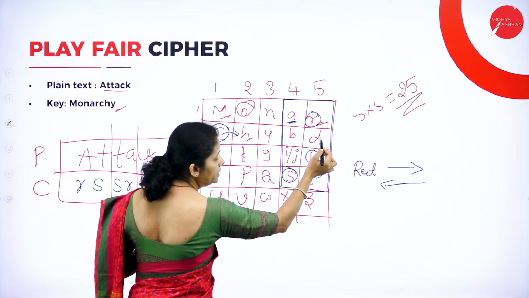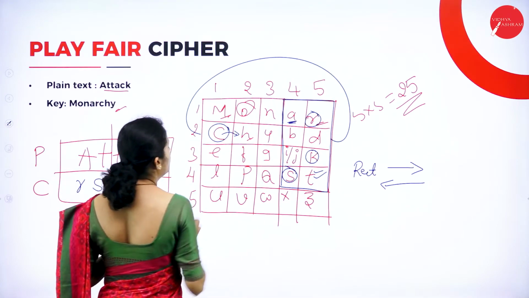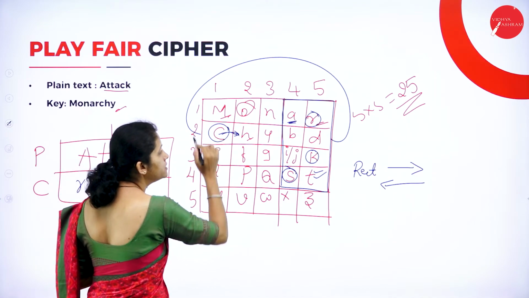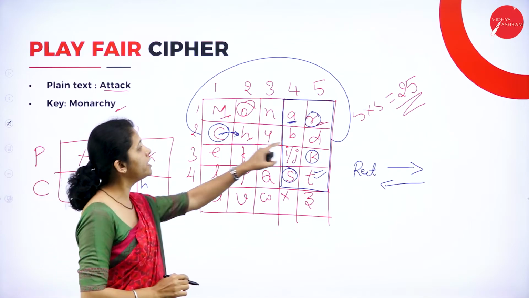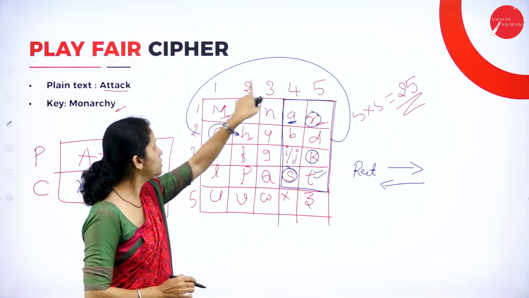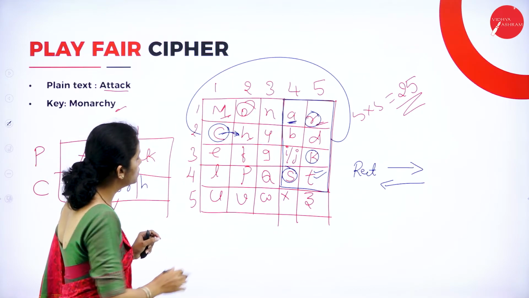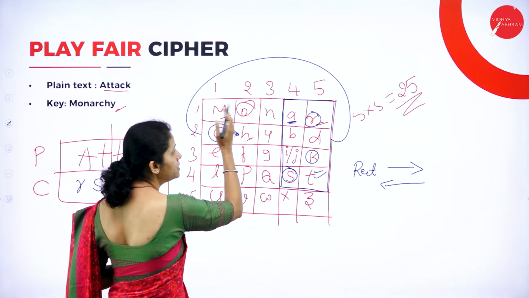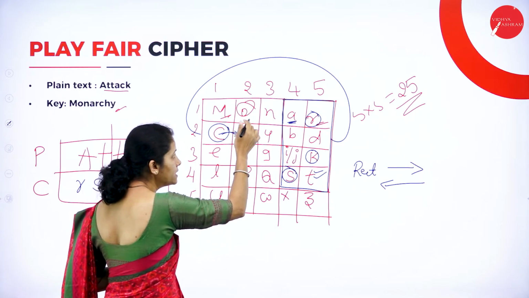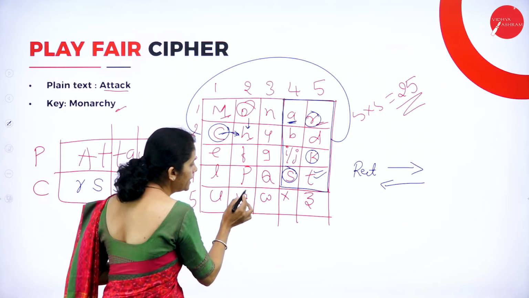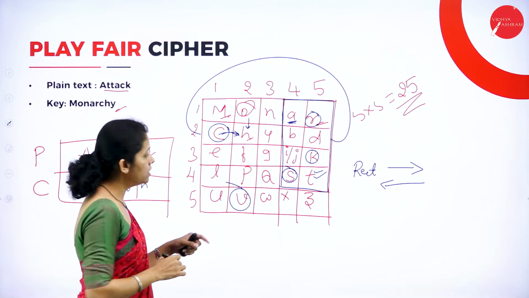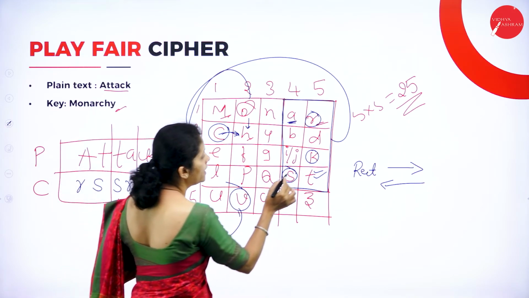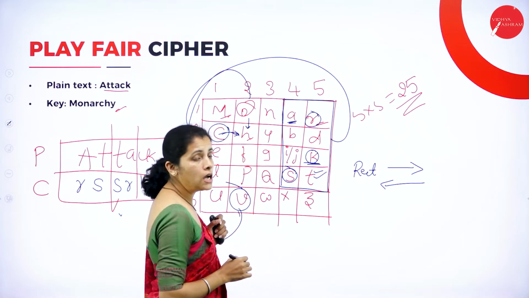That means I'm going to move forward. And if I reach the end, then wrap around. But here I'm present at the first position. So I'm going to consider the next letter. Suppose if I reach the end, then I want to consider wrap around. Now this is for row wise. And what about column wise? If I'm present at the first column, then I want to consider the next letter. And if I'm present at the last column, then wrap around. So here, if I consider K, K is present at the last row.